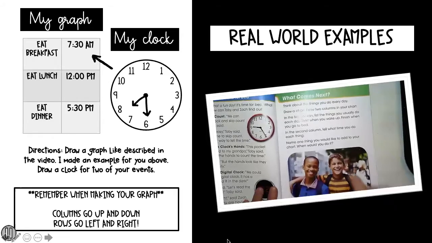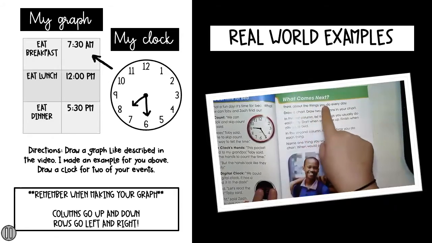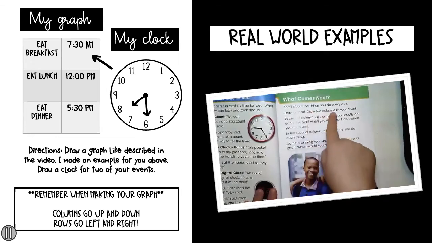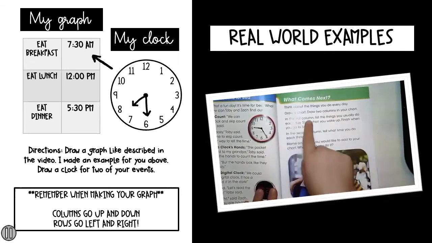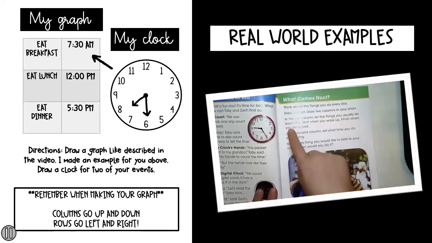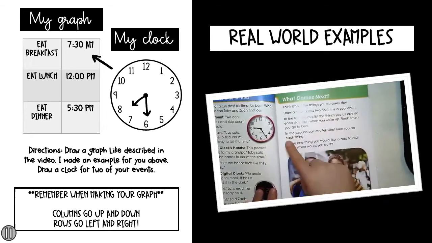What comes next? Think about the things you do every day. Draw a chart. Draw 2 columns in your chart. In the first column, list the things you usually do each day. Start when you wake up. Finish when you go to bed. In the second column, tell what time you do each thing.